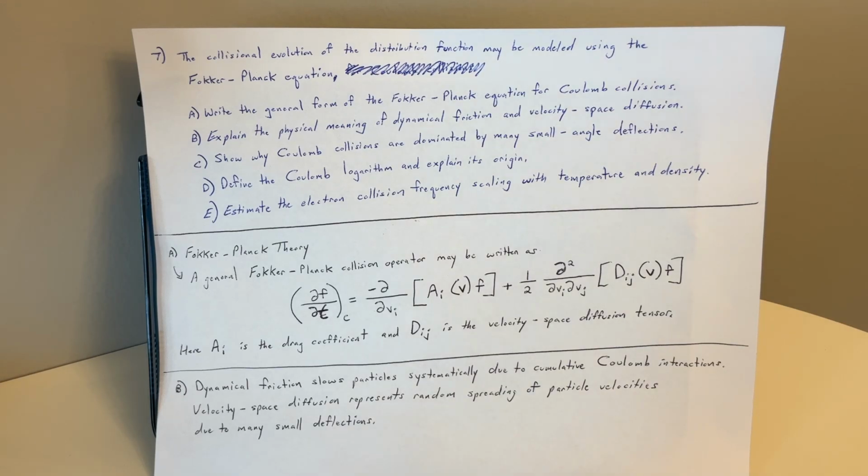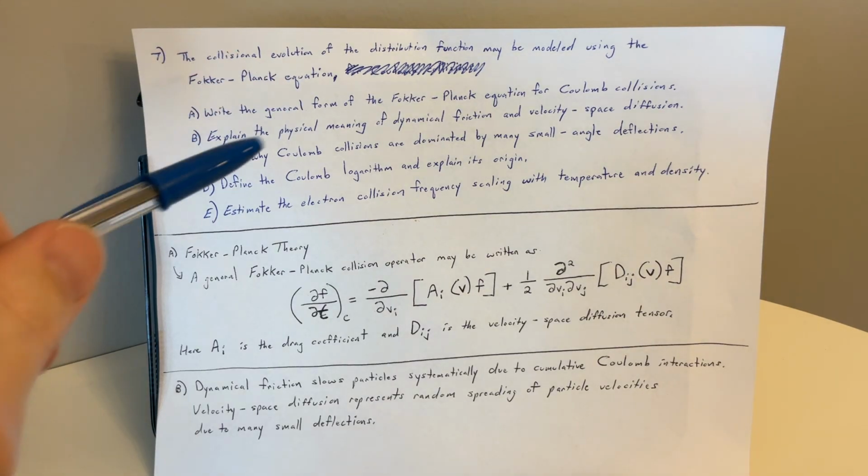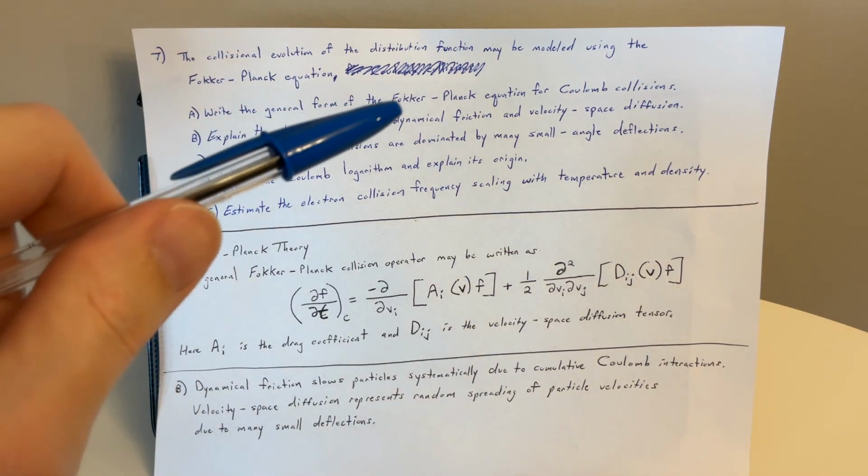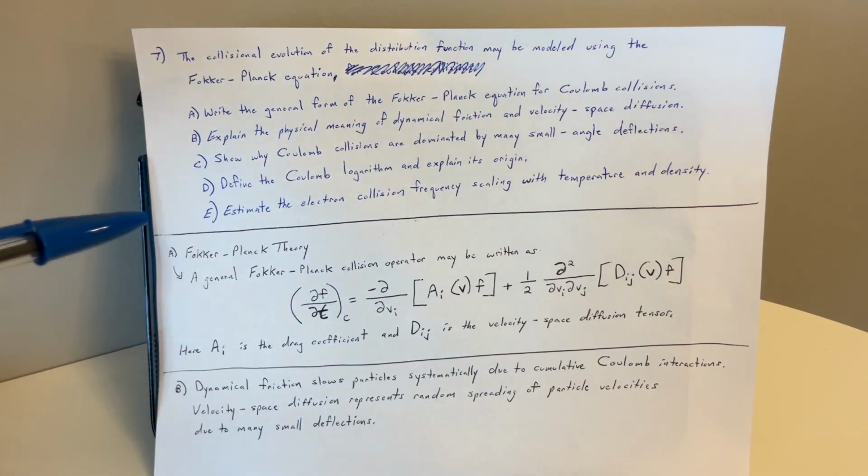Okay, so part 2 of the Plasma Physics 2 practice exam. Let's go to number 7. The collisional evolution of the distribution function may be modeled using the FP equation. Write the general form of the FP equation for Coulomb collisions.